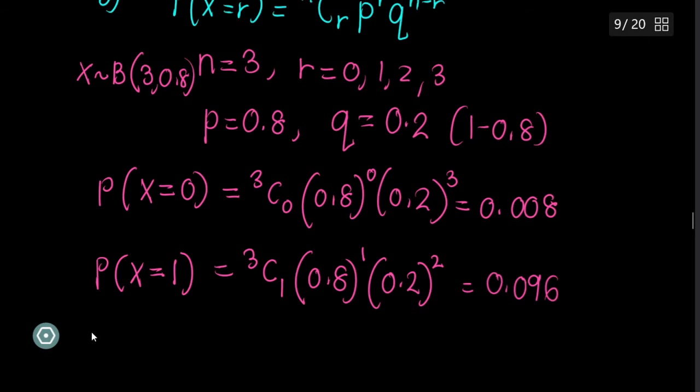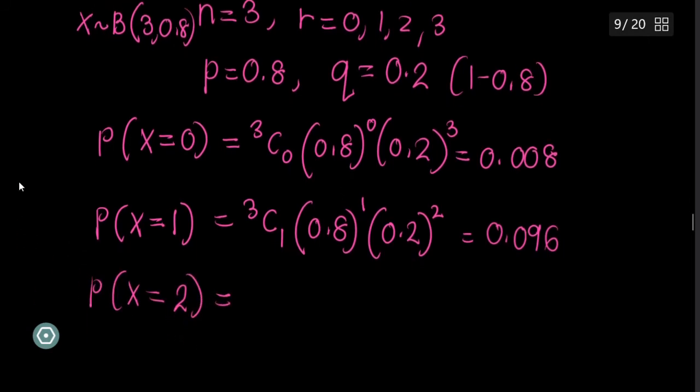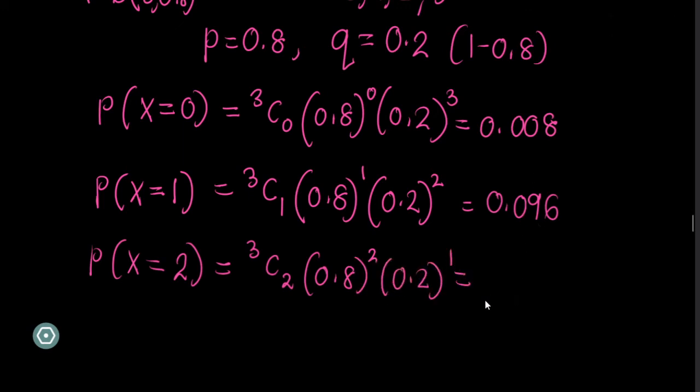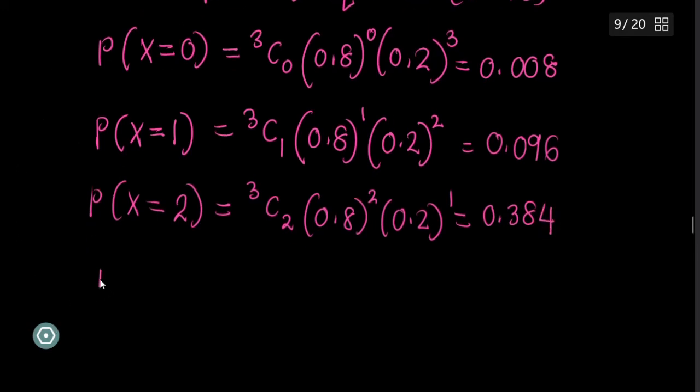0.096. Next, probability x equals 2. That means he strikes 2 times. 3C2, 0.8², 0.2¹. So here you get 2, then 1, 0.384. And the last one we are calculating is when he strikes all three times that he shot.